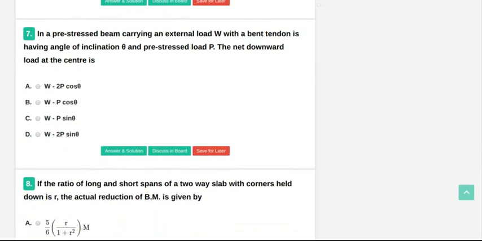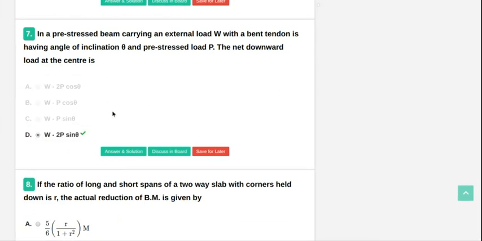In a pre-stressed beam carrying an external load W with a bent tendon having angle of inclination theta and pre-stressed load P, the net downward load at the center is W minus 2P sin theta.